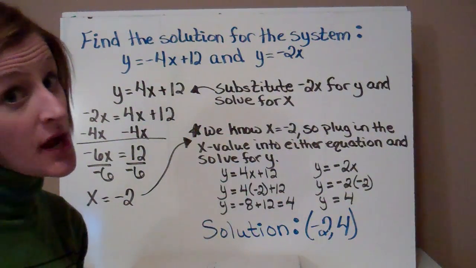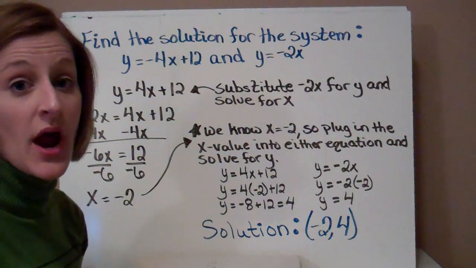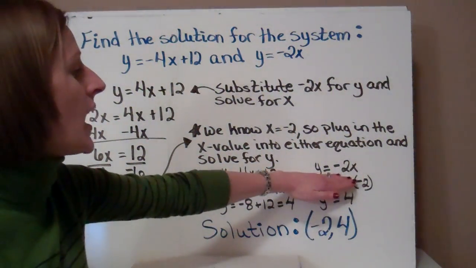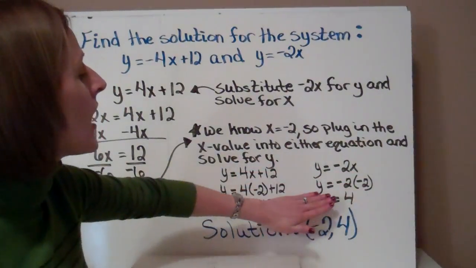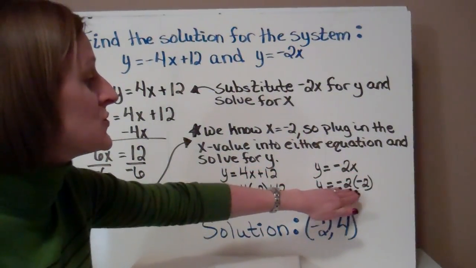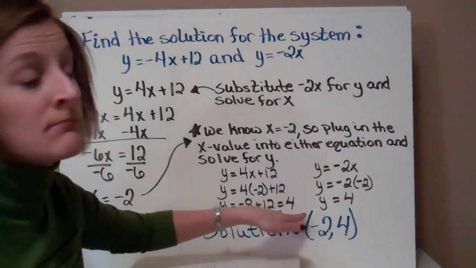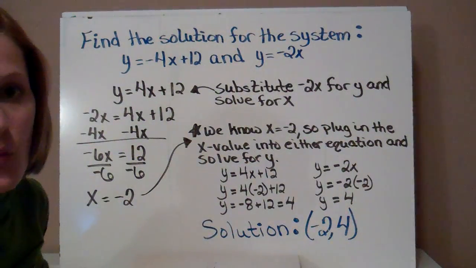Now let's just double check. Let's make sure we've done this right. And it's the same if I plug it into the second equation. So I have y equals negative 2x. I do y equals negative 2 times negative 2. And negative 2 times negative 2 is 4. So notice both of them are going to give me the same answer for y.